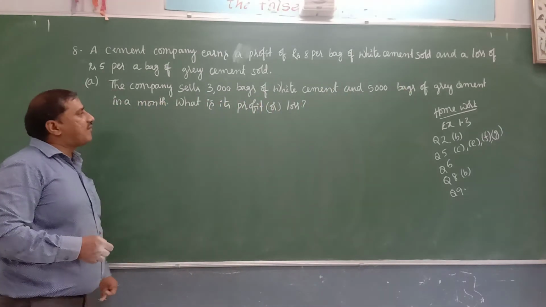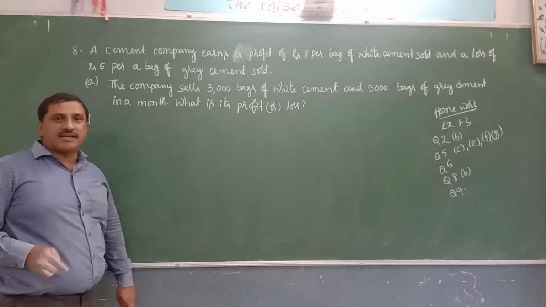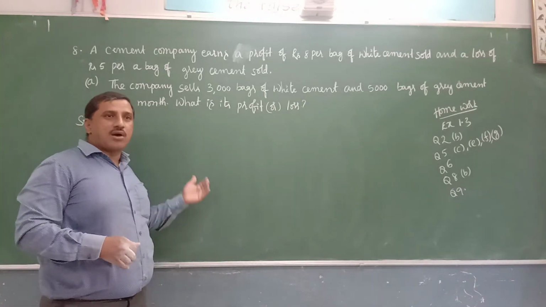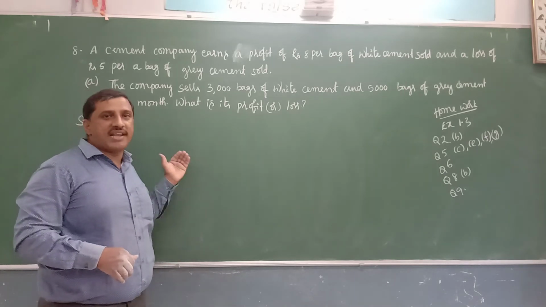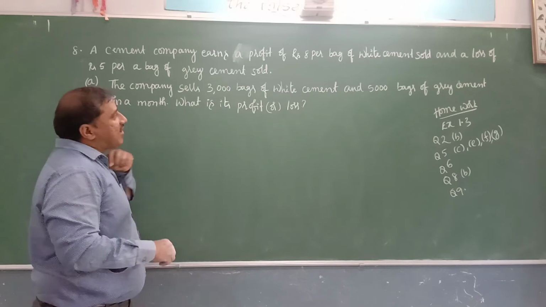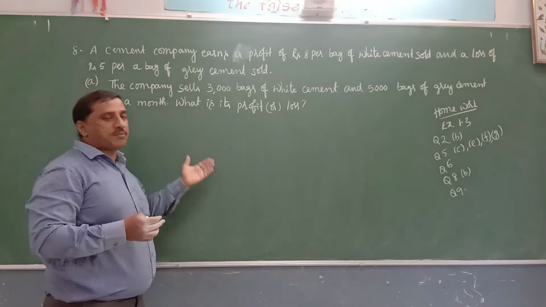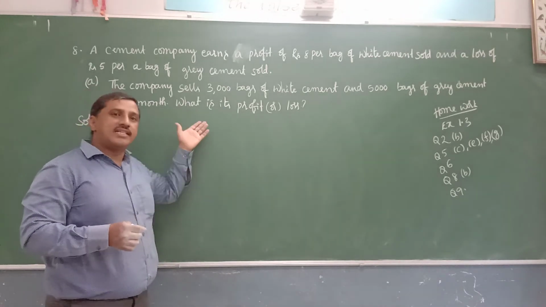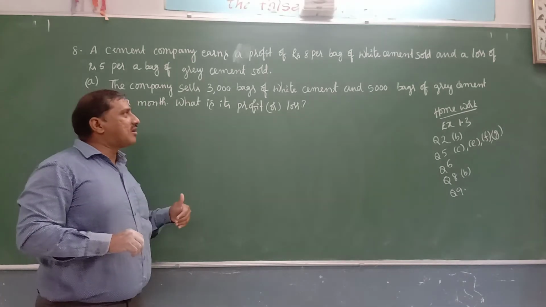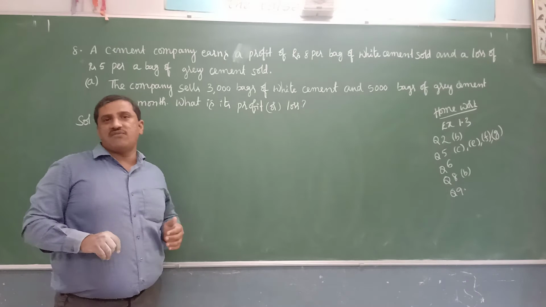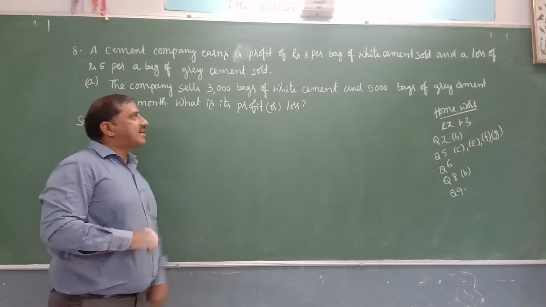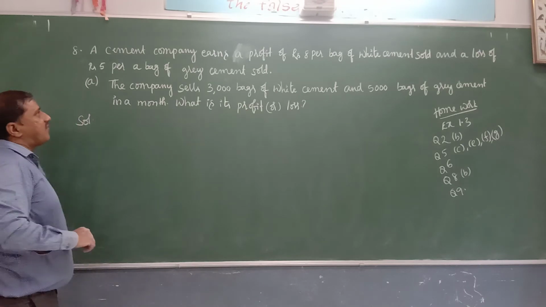What is its profit or loss? Finally, in that month, did the company get a profit or a loss, and how much? If the total amount is a positive integer, then the company gets a profit. If the total amount is a negative integer, then the company got a loss. We will see whether the company got a loss or a profit.